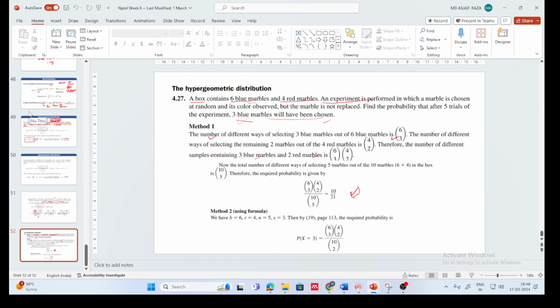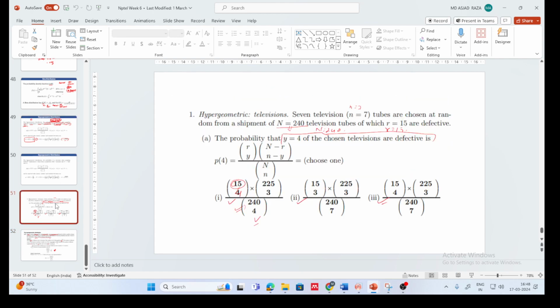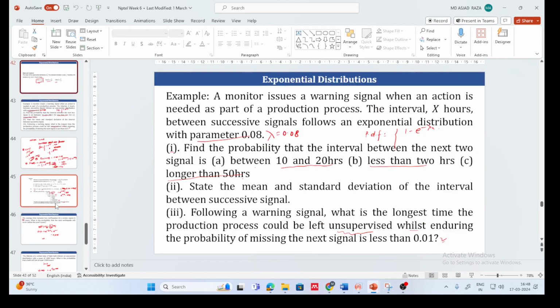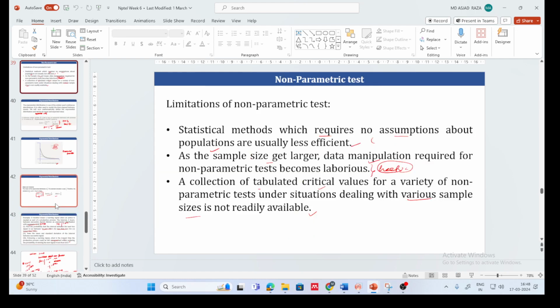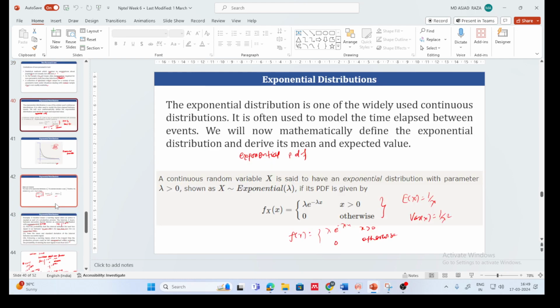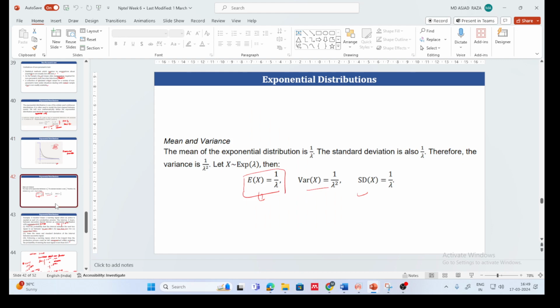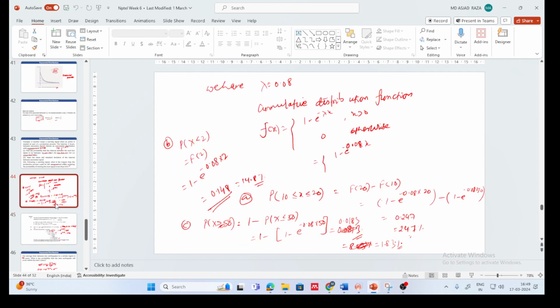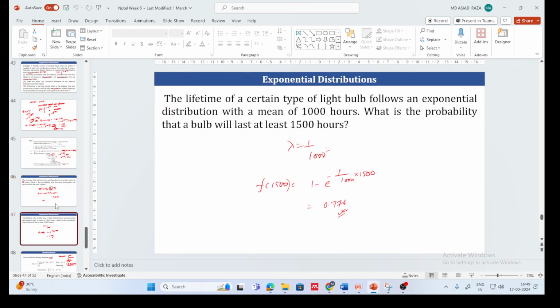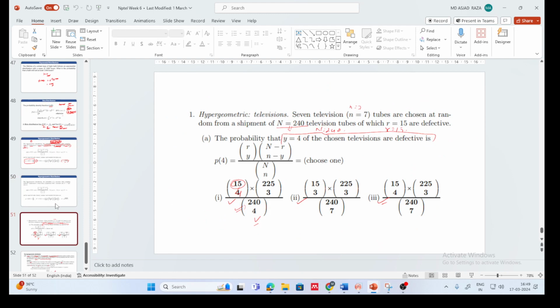For exponential, it comes to the waiting time, the time for services, so you can apply that formula. The exponential distribution formula was lambda e to the power minus lambda x, and it changes when lambda is increasing. Mean will be 1 by lambda, variance will be 1 by lambda square, and standard deviation will be 1 by lambda. We had one example, and beta and hypergeometric.